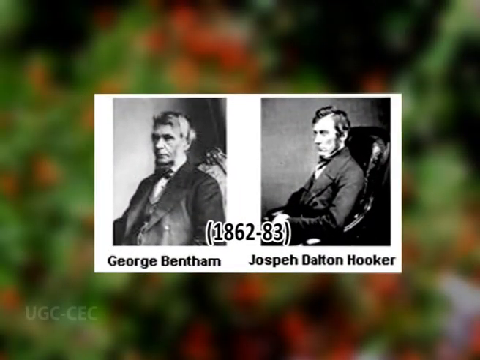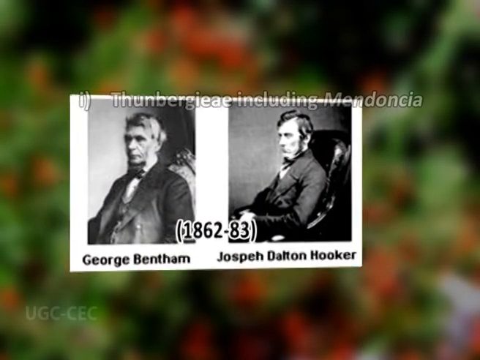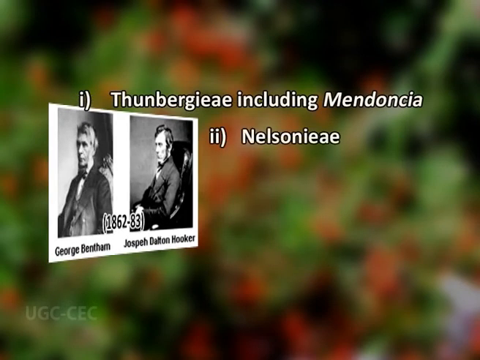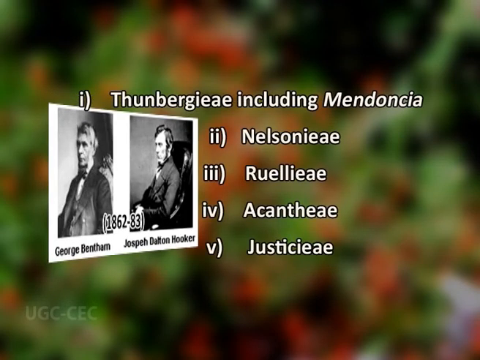Anderson recognized three subgroups in Acanthaceae: Thunbergiidae, containing only Thunbergia; Ruellidae, containing the remaining groups with contorted corolla aestivation; and Acanthidae, containing members with imbricate aestivation. The Nelsonieae were treated as a tribe under Ruellidae. Bentham and Hooker divided the family into 5 tribes: Thunbergieae, including Mendoncia, Nelsonieae, Ruellieae, Acantheae and Justicieae. The first 3 tribes with various types of aestivation and the last 2 with imbricate corolla aestivation.